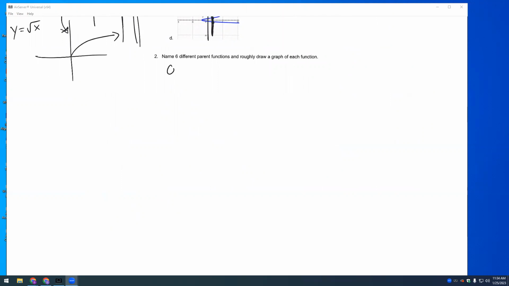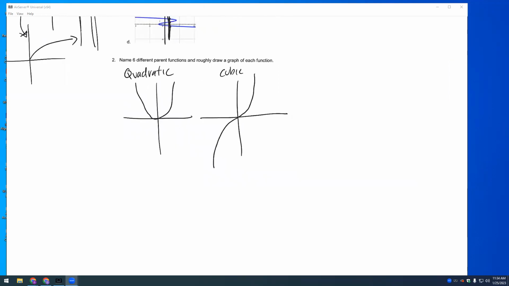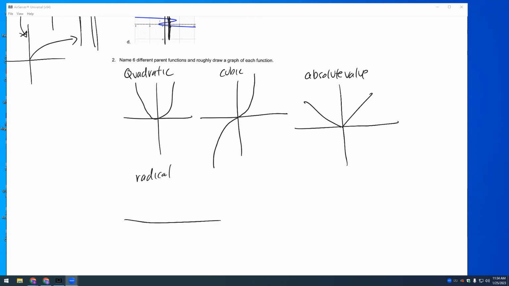Okay, so we have the quadratic, and that's a parabola. Okay, we have cubic. That is something like this, where you go that. Okay, we have the absolute value, where it's kind of like a V. We have the radical, which looks something like this.